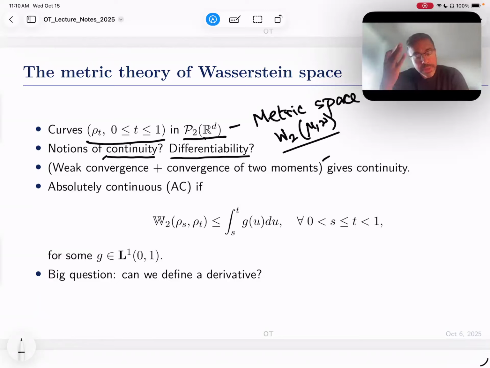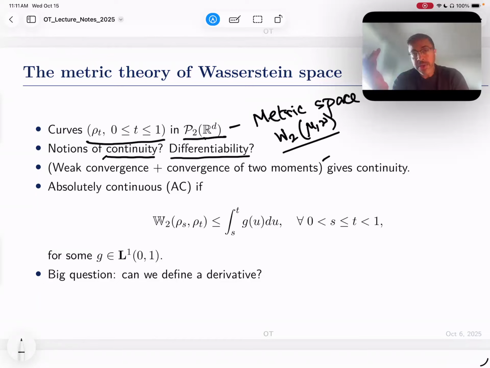If I want to say there's a sequence of probability measures that converges to a limiting probability measure, all I have to argue is that the sequence converges in the weak sense, which is the integrals of all bounded continuous functions converge. I have to prove that the sequence of means converges, and I have to prove the sequence of covariance matrices converges in the Euclidean sense. That's it. That gives continuity. That's topology. The metric doesn't appear.